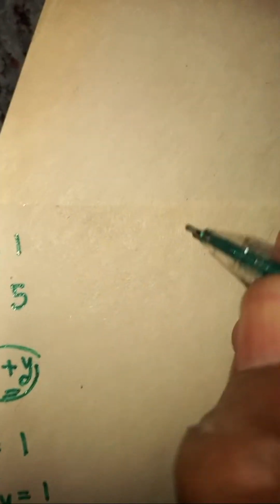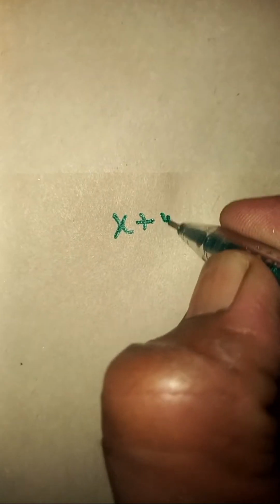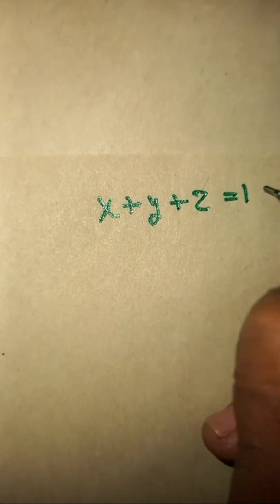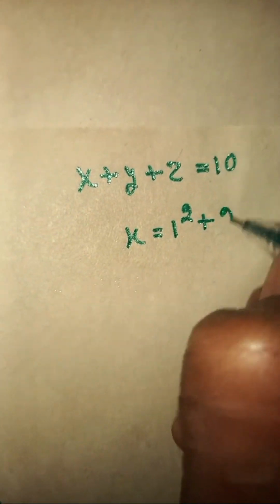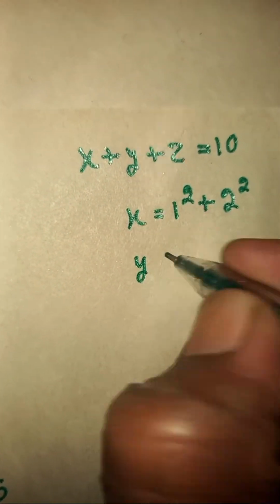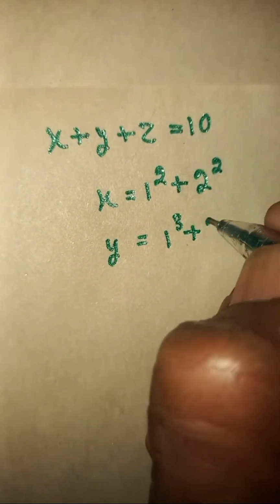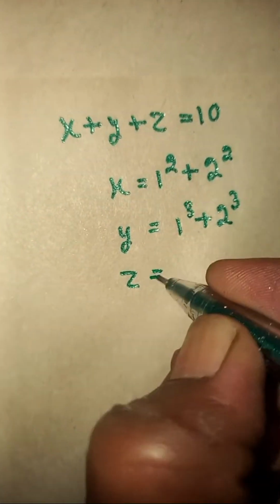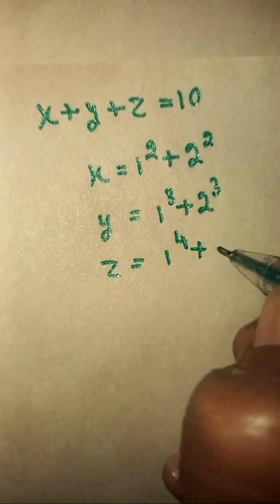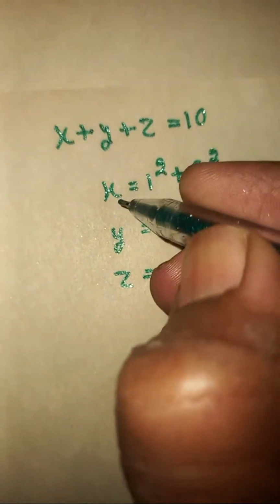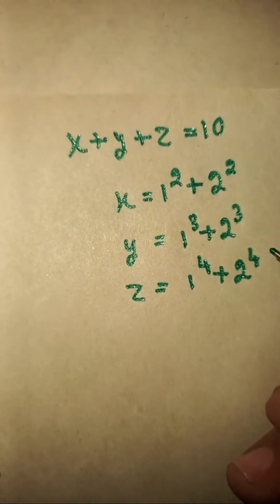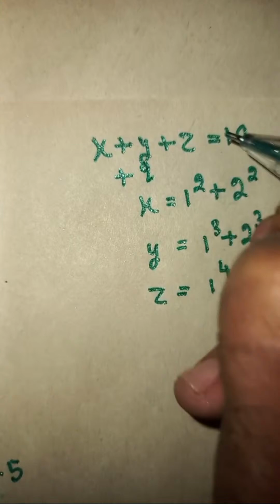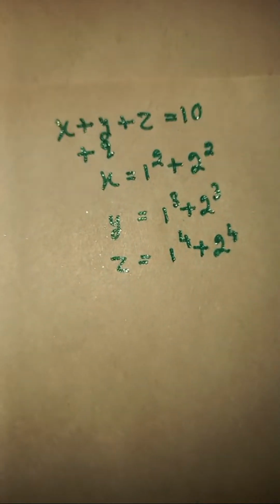Let's take one more problem. x plus y plus z equal to 10. x equal to 1 square plus 2 square, y equal to 1 cube plus 2 cube, and z equal to 1 power of 4 plus 2 power of 4. Let's find each of those values, and you will get x plus y plus z plus q equal to 10. You need to find q at last.